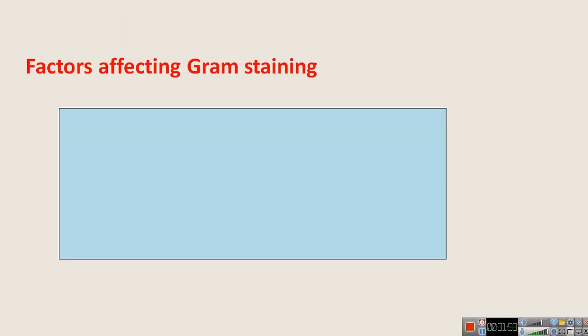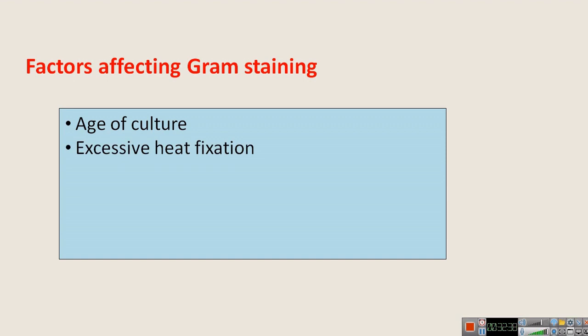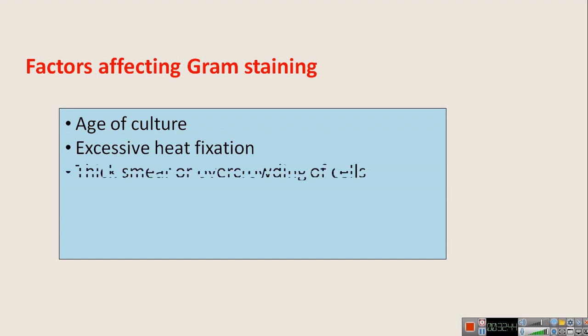There are certain factors which are affecting the gram staining procedure. Which are those? The first factor is the age of the culture. Age of culture means the culture that you are using for gram staining must be 24 hours old, that is called the fresh culture. If the culture is an old one, then it affects the gram positivity of the organisms. The second factor is excessive heat fixation. If you carry out excessive heat fixation, then it also affects the gram positivity of the organisms.